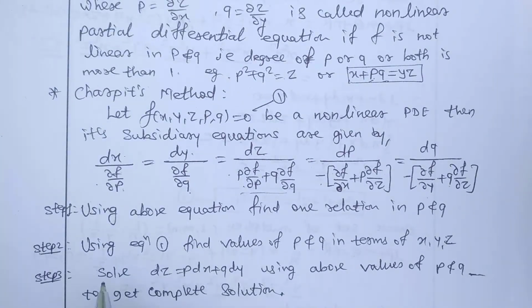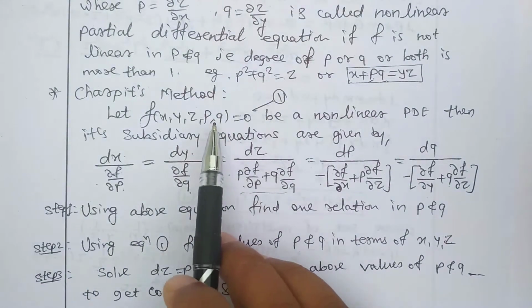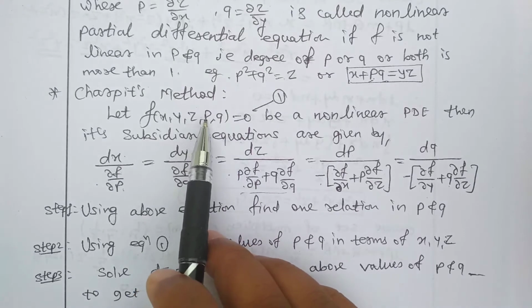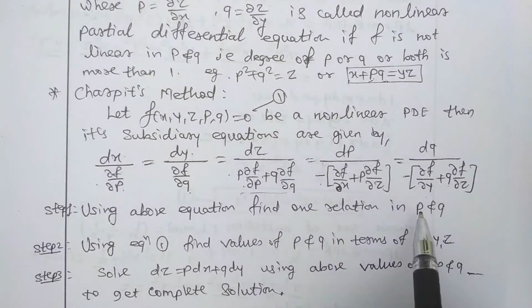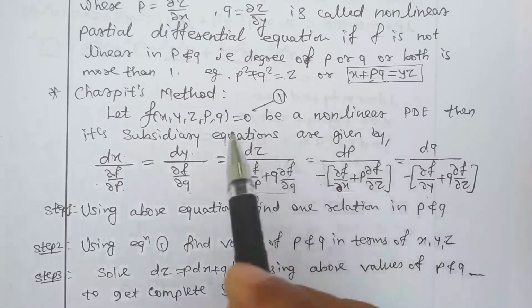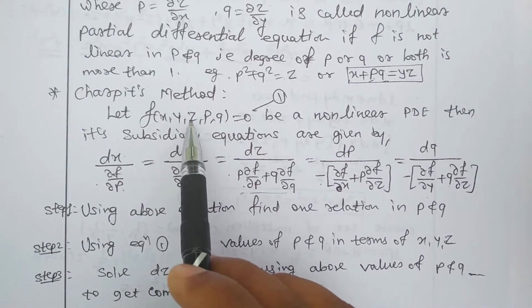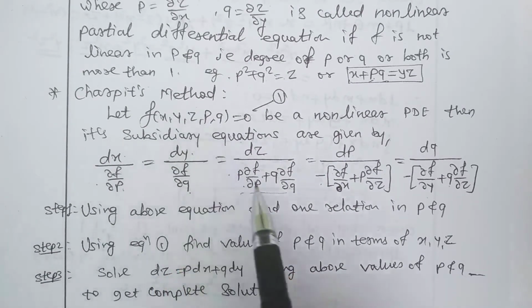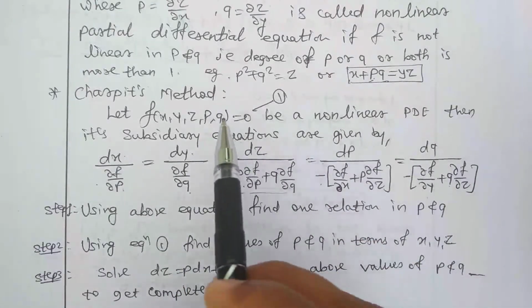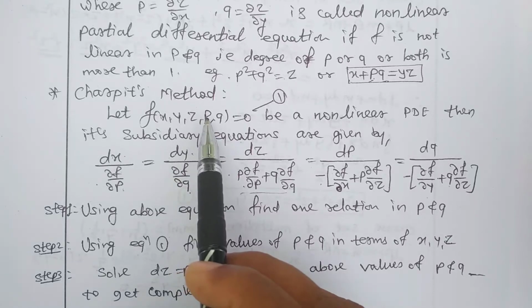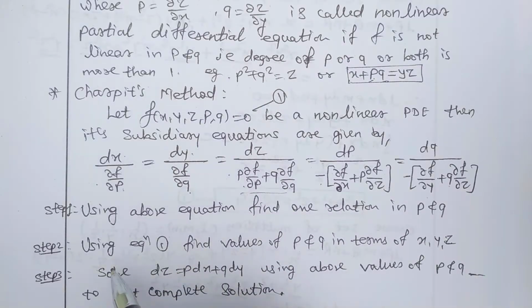After that, the second step is using our equation number 1, whatever equation is given in terms of x, y, z and p, q. Put the value of p, whatever value we calculated in step number 1. Suppose we calculated the value of p in step 1, then put that value of p in equation number 1 and find the value of q. If we found the value of q in step 1, then put the value of q in equation number 1 and find the value of p. So after step number 2, we will get the values of p and q in terms of x, y, z.